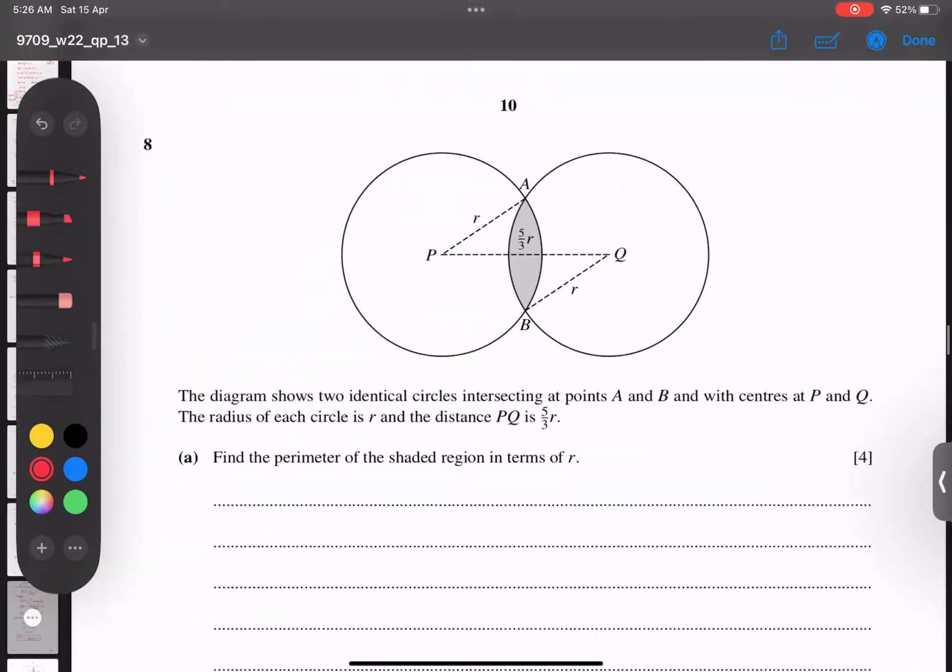Next, question number 8 we have here. In this question, we have two identical circles, intersecting at A and B, you can see clearly. And the centers are marked P and Q. He said that each radius is 6. You can see this is R, and this is R, and the second is also R. So we need to find the perimeter of the shaded part.